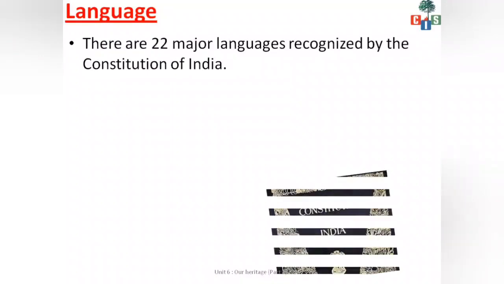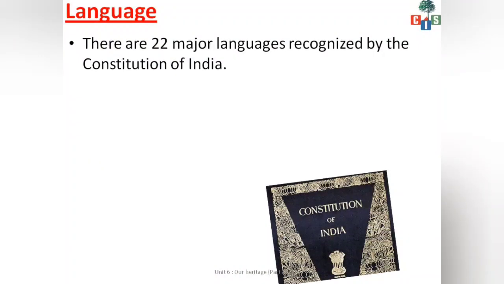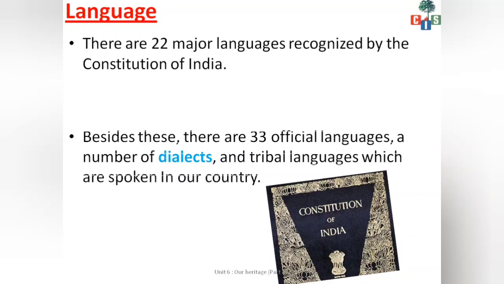We'll see about the languages. Children, India is a very big country and there are many languages spoken in India. But there are 22 major languages recognized by the Constitution of India. That means these 22 languages are officially recorded in the Constitution of India. Other than these 22 languages, there are 33 official languages, a number of dialects and tribal languages which are spoken in our country. So this was all about language.